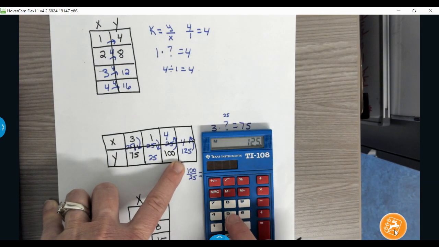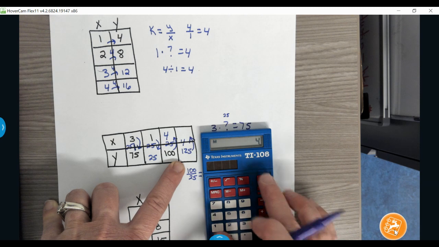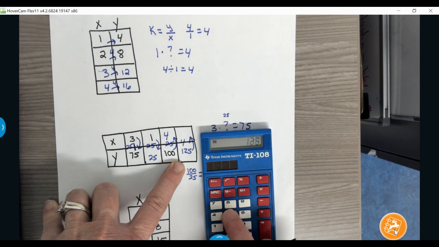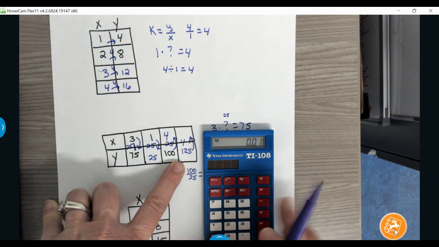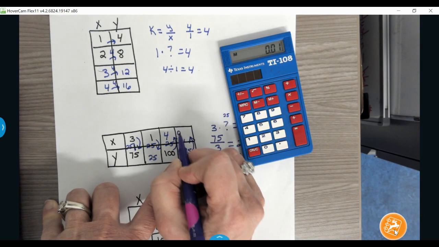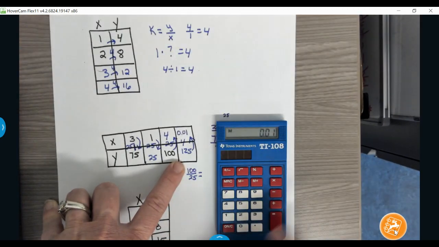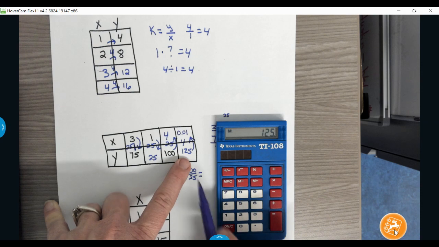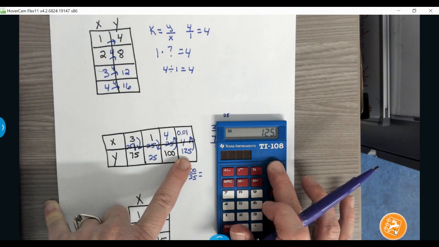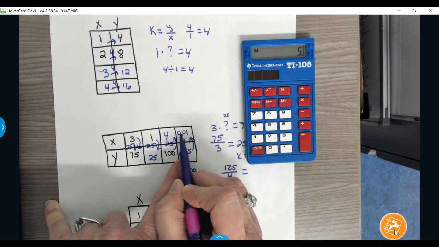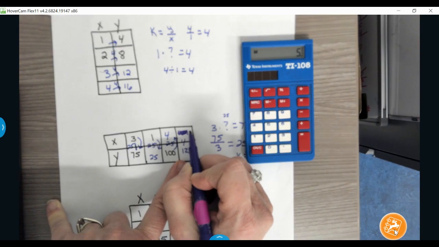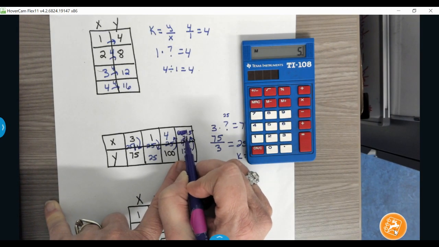So let's grab my calculator. 125 divided by 4. Oops, excuse me, not 4, 25. 125 divided by 25. And I'm going to get 0.01. Now let's just see. I think that might be wrong. So I'm going to go 125 divided by 25. And I get 5. I knew that seemed kind of wrong. So then I'm going to get 5 here, right? And that should have been 25 there.